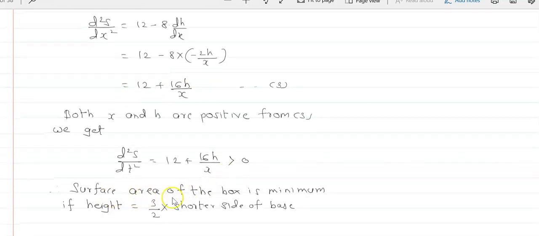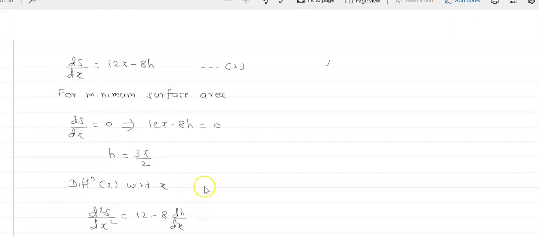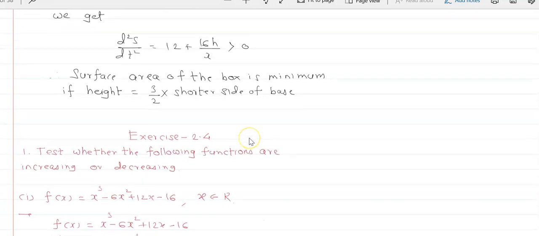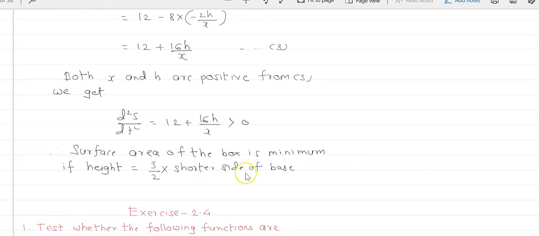Hence, the surface area of the box is the minimum if the height is equal to 3 upon 2 into the shorter side of the base, that is x. Therefore, this is what we wanted to prove.